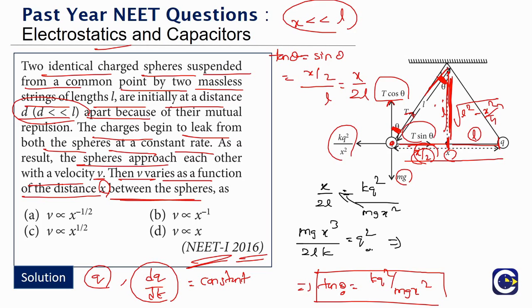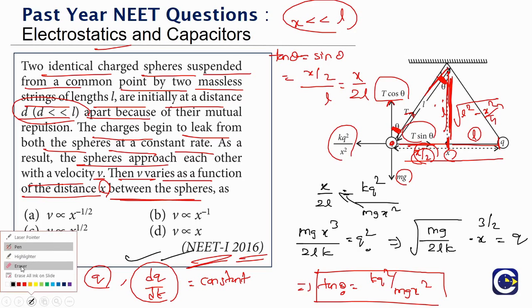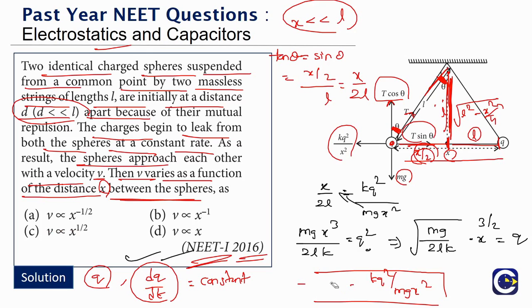But before that, since we know that only dq by dt is constant, what we will do is we will try to just get the q value. So q square is equal to this much, means what? If you take a square root on both sides, what we will have? Root of mg by 2Lk into x to the power of 3 by 2, that is equal to q. So why are we doing it? Because we know that dq by dt will be what?